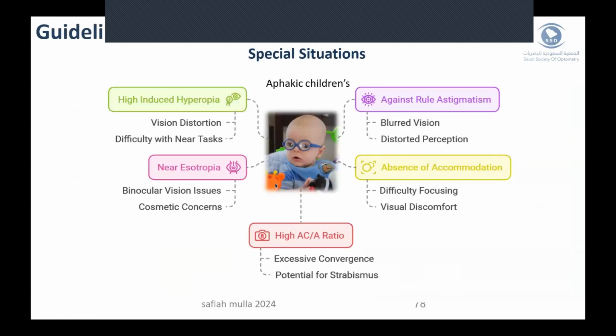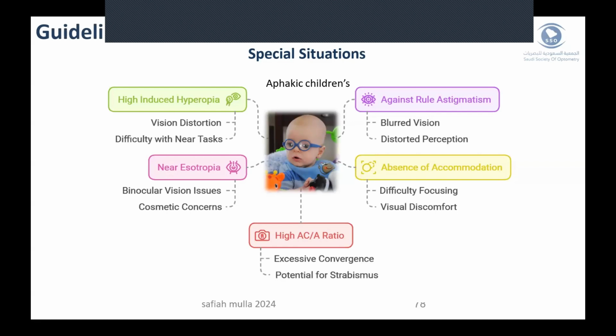You may have aphakic children, and you want to give a prescription for them. Those children have high induced hyperopia. They have vision distortions and difficulty with their tasks. They have astigmatism. They have blurred vision, distorted perception. They may have absence of accommodation, so they have difficulty focusing and they have visual discomfort.